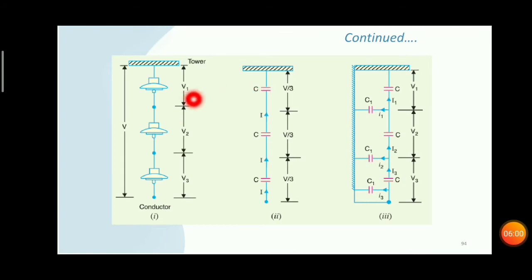This is the figure of a suspension type insulator. There are a number of discs connected in series by using metal links.